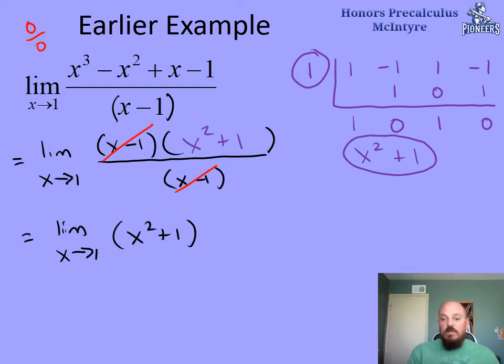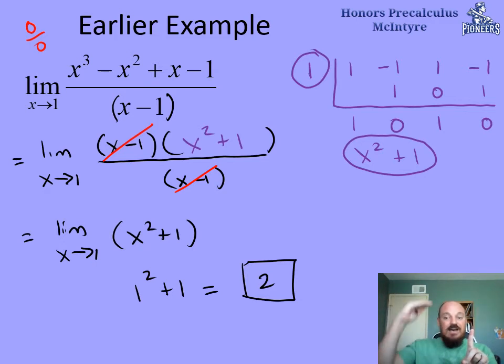So I'm going to plug 1 in for the x that's left over. I get 1 squared plus 1, which is 1 plus 1, or 2. So my final answer to that question is 2. What we know about the graph, even though we're not graphing right now, just to tie in with last section, is that there's a hole in this graph where x equals 1, and the height of that hole is 2. That's what we just found.